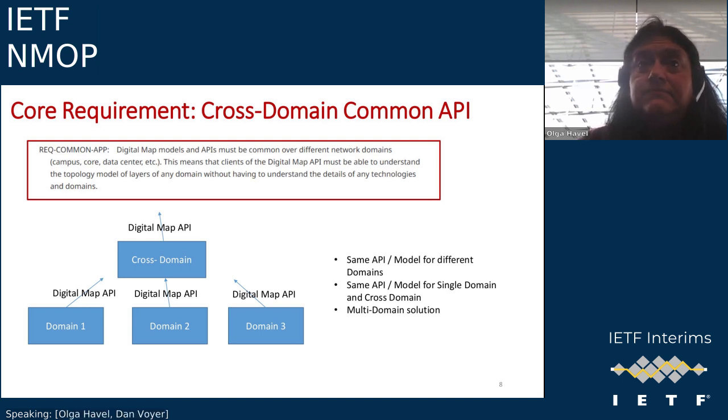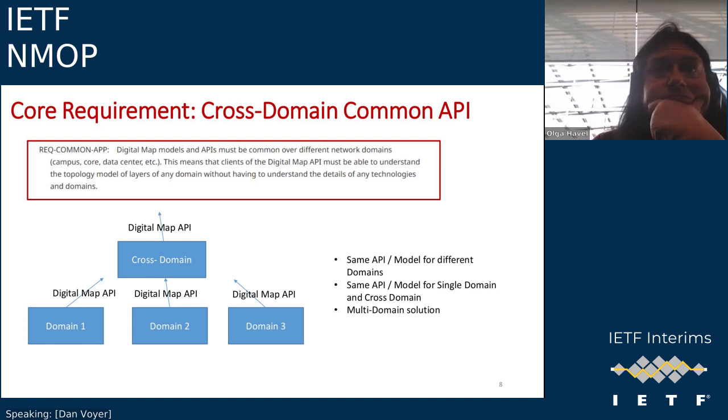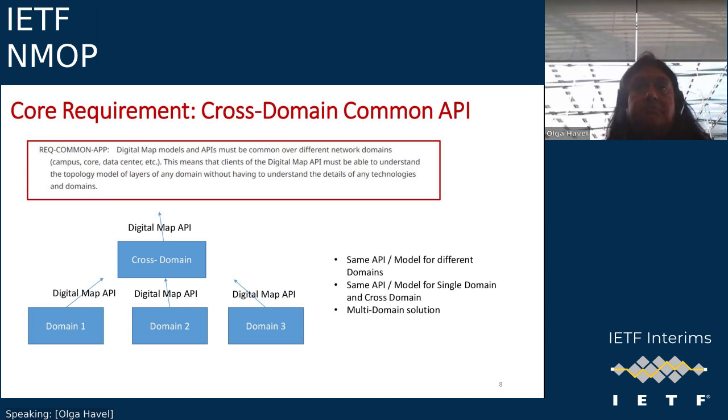Hi, Dan. Hey, Olga. Sorry, a quick question here. What do you mean by domain here? Is it three different IP domains, or is it access, metro, and core domains? Here we have the example of access, campus, core, but it could be data center, and depending on whatever the domain is for the operator. In some cases, I know that an operator would even have a domain per vendor. But in general, it's an IP domain. These are all IP domains. We're not mixing in optical transport as a domain.